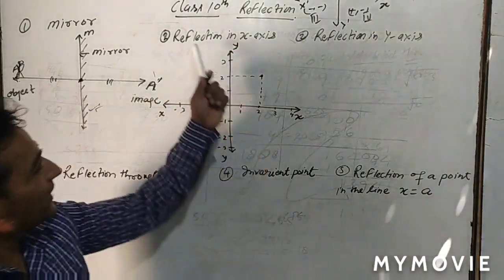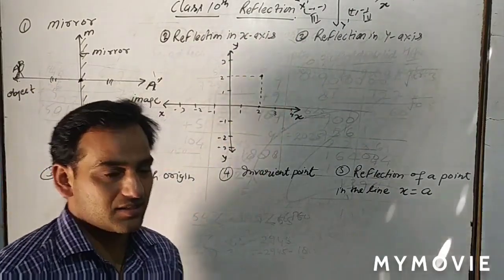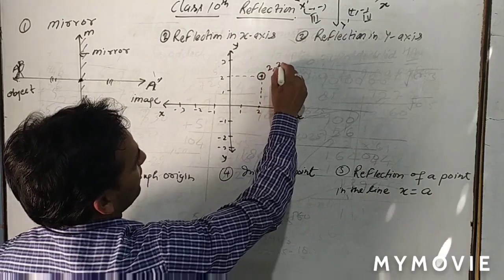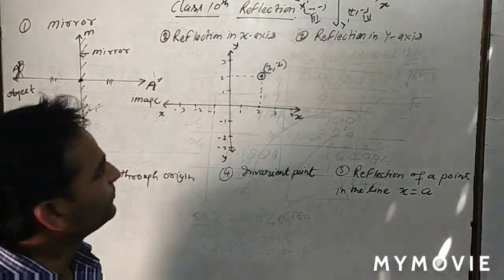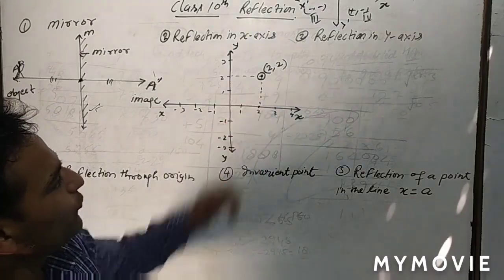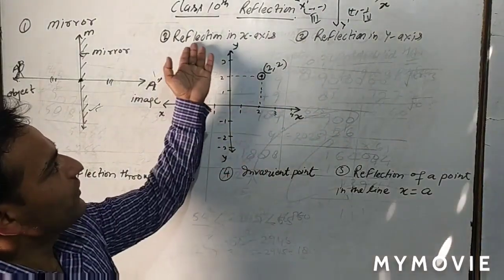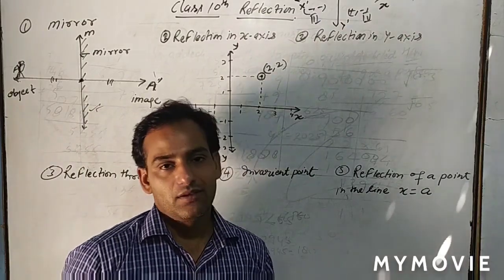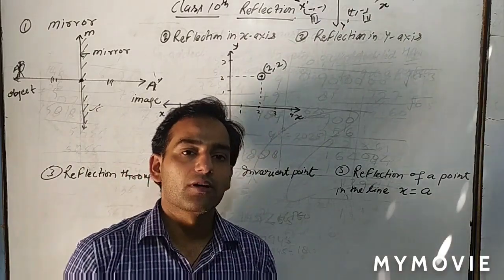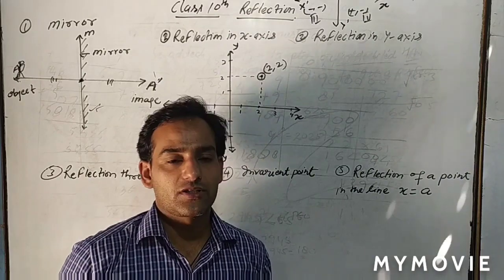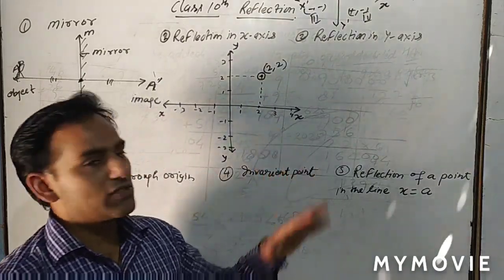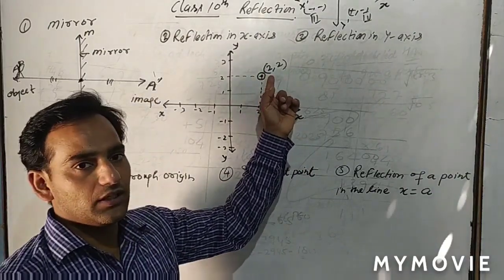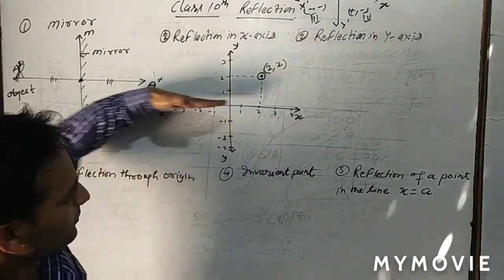Now, the first topic I have written is reflection in the x-axis. So let us take a point, and this point I have taken is 2, 2. Let us assume. So if we have a point 2, 2 and we have to get the reflection in the x-axis. Reflection in the x-axis means the x-axis will be our mirror in front of which the point is there. That means you can assume yourself also that you are here, and where your image will be if you are here and this is the mirror.